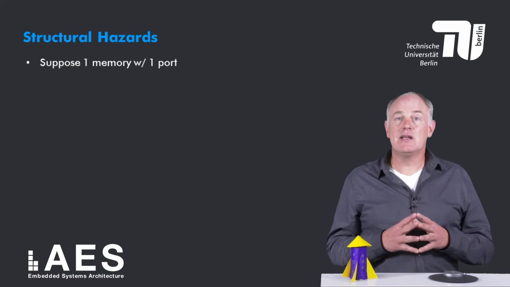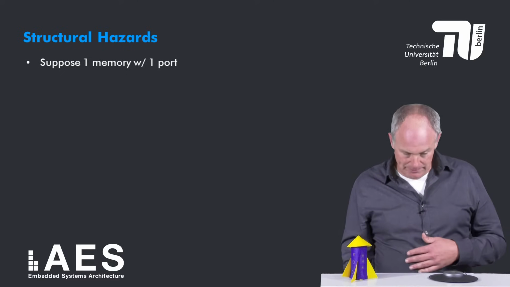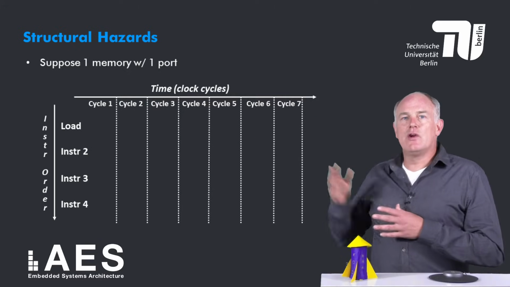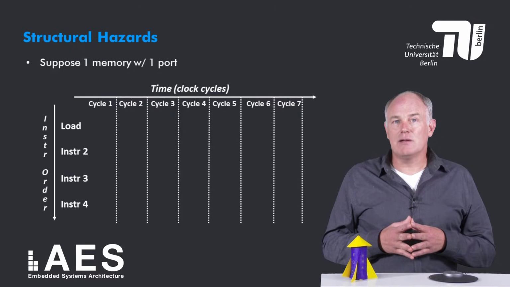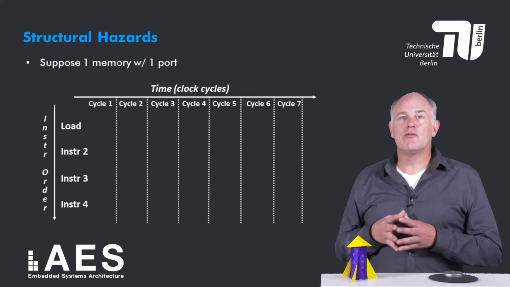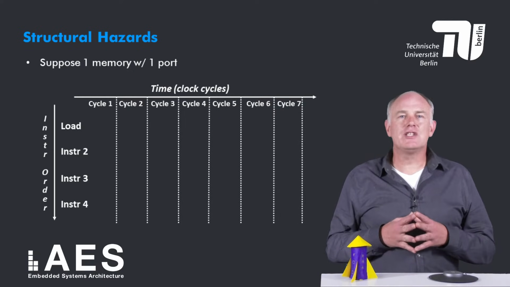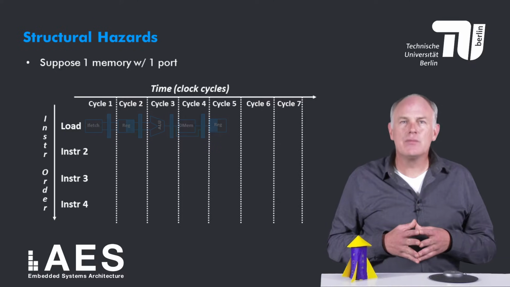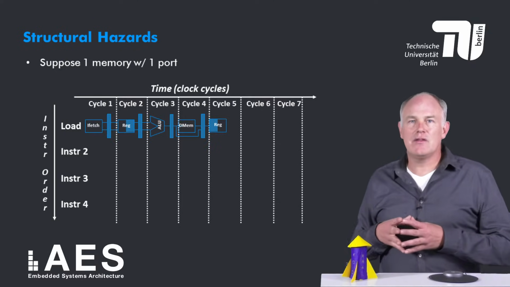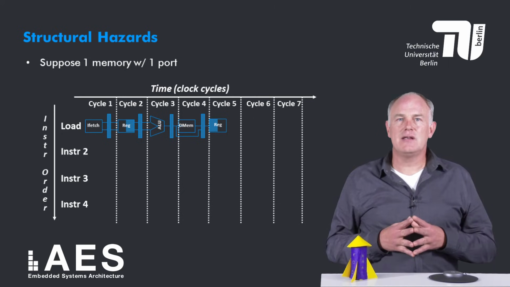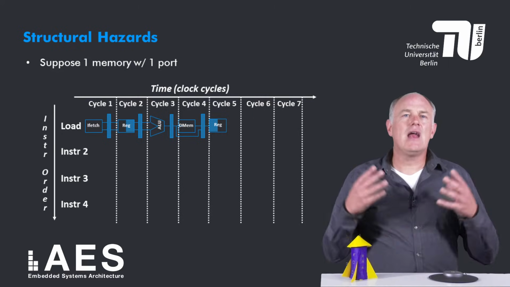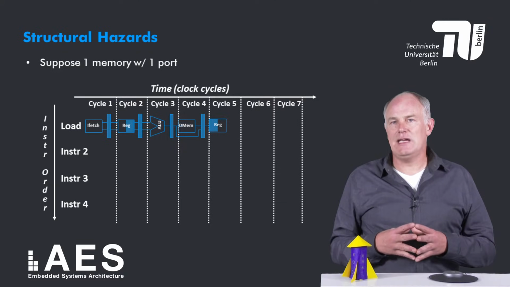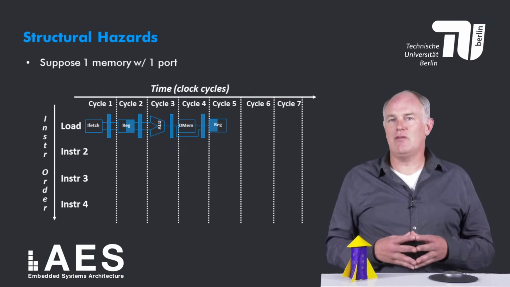To illustrate the hazard, we draw again a pipeline diagram. As usual, time is displayed horizontally and divided into clock cycles, and the instructions are shown vertically from top to bottom. The first instruction is a load, and instructions 2, 3, and 4 are arbitrary instructions. The load will execute like this. In the first cycle it is fetched, in the second it is decoded, in the third its effective address is calculated by the ALU, in the fourth cycle the data is loaded from memory, and in the fifth it is written back to memory.